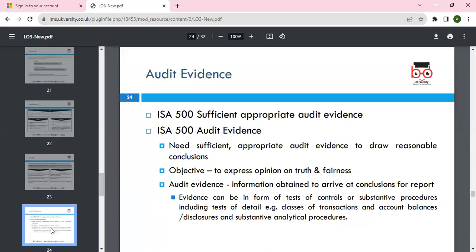Okay, audit evidence, ISA 500, sufficient appropriate audit evidence. So we need sufficient appropriate audit evidence to draw a reasonable conclusion. The objective is to express an opinion, true and fair. Audit evidence is obtained, and we arrive at and can draw the conclusion and report. And the test of control, substantive procedures, test of details, classes of transactions, account balances, disclosures, and substantive analytical procedures, which is used for comparison purposes.